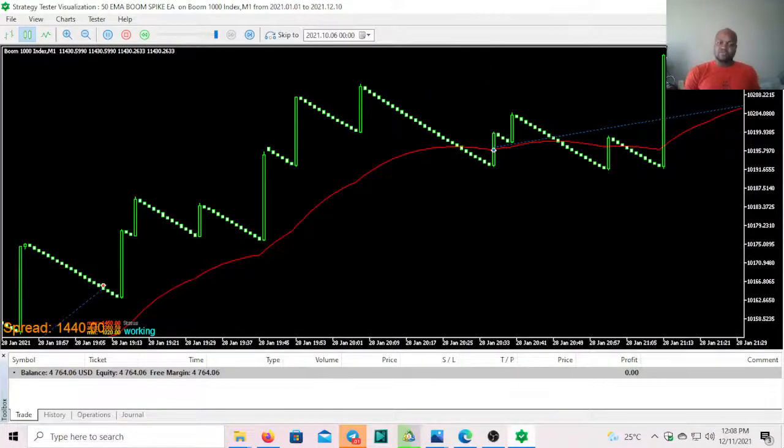So it's a spike bot. It will only buy in boom. And I also have the other one with a similar strategy, which can also sell in crash, be it crash 1000, be it crash 500.